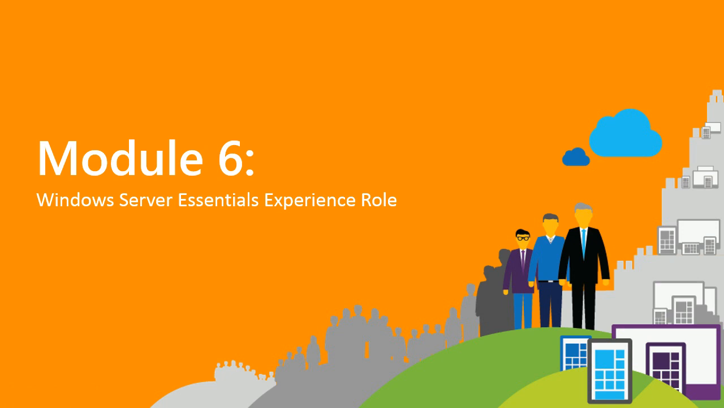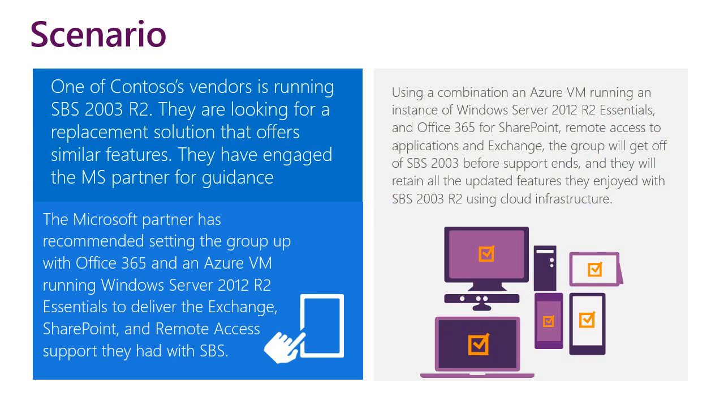So as we jump into the scenario that we want to cover off here, again, Contoso is running an old version of Small Business Server, in this case 2003. So they're already running an unsupported version of Exchange, which is probably not a good idea. And their version of Windows Server that it's based on is also quickly approaching end of support as well. So they need a new solution that will give them similar capabilities. And in this case, they've come to you as a Microsoft partner to get some guidance.